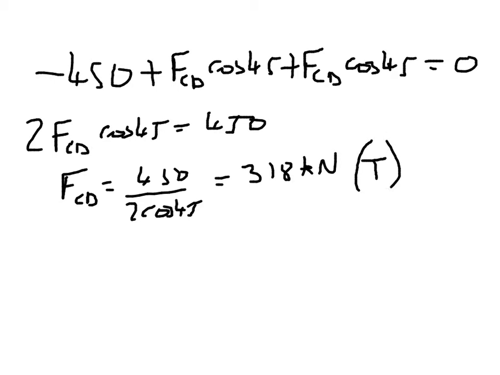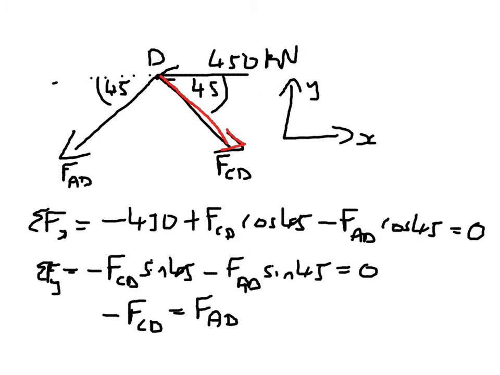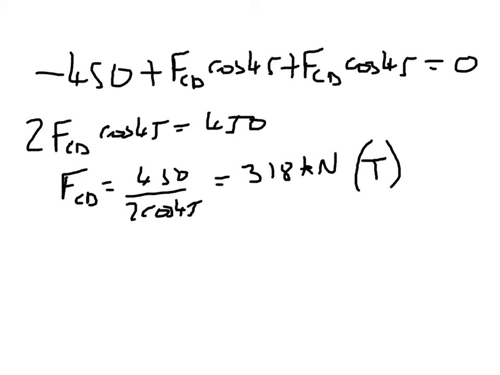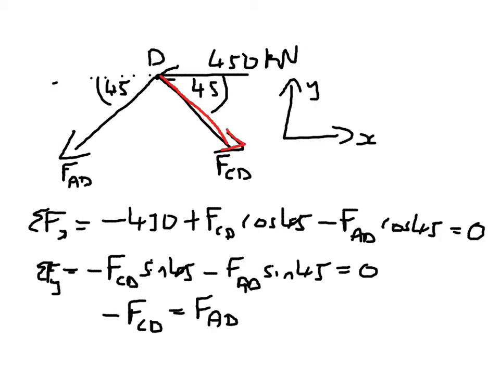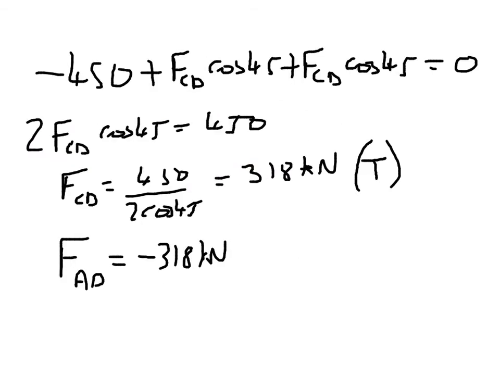If we then substitute 318 back into our equation, where we know FAD is minus FCD, so FAD must equal minus 318 kilonewtons. We assumed it's going that way. It's come out as a negative answer, which means our assumption was the opposite of what it is. Therefore we know that this one is actually pushing against the joint and is in compression. So that tells us two of the forces.